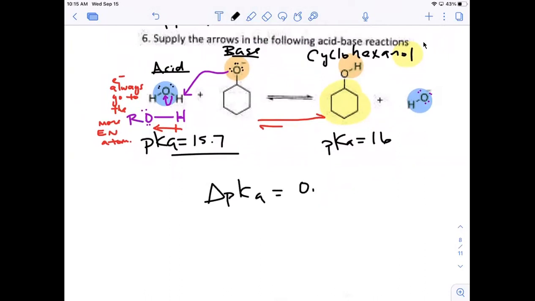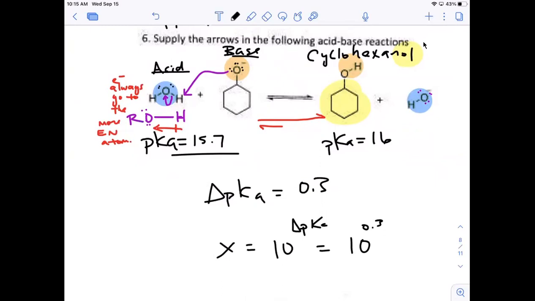0.3. What's the number of times more acidic? How do we calculate that? Wouldn't it just be 10 to the difference in the pKa? Is that right? Yes.